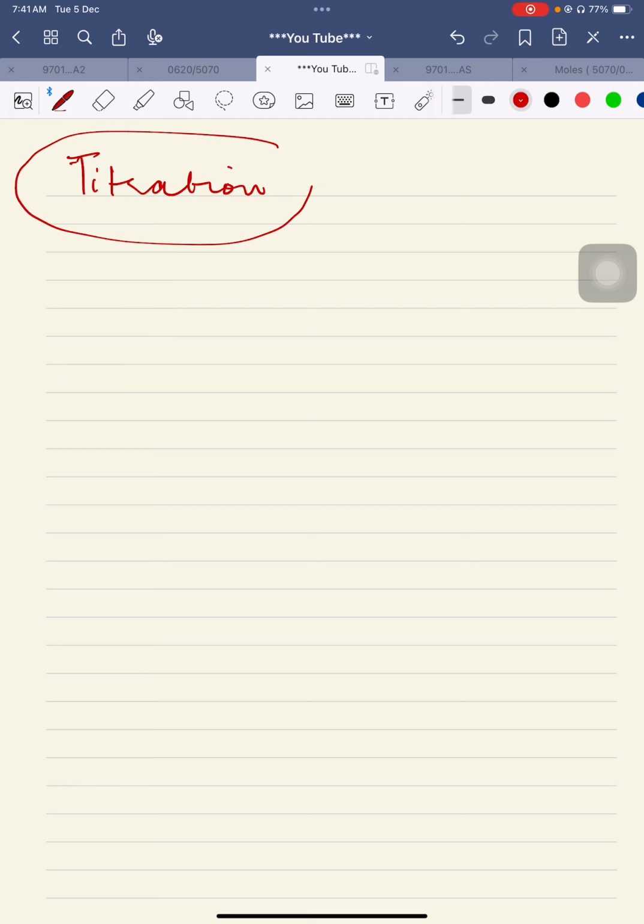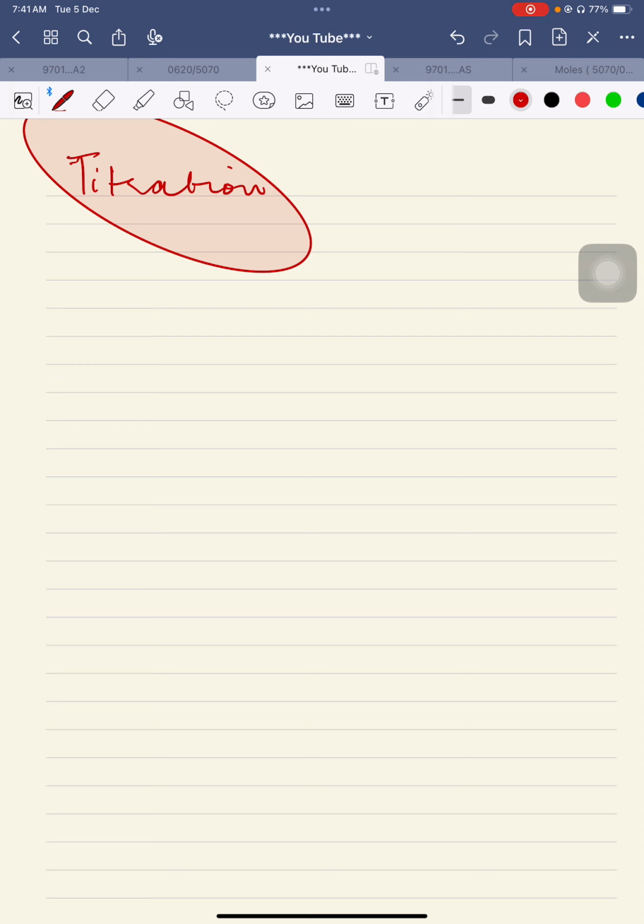Titration. What is titration? How are we going to perform it, etc.? All details will be there. Okay. So the number one thing you should know is that there is one apparatus used in titration called a burette. It is an apparatus which has a controlling tap at the end. How are we going to fill the partner in the burette? With the help of a filter funnel.